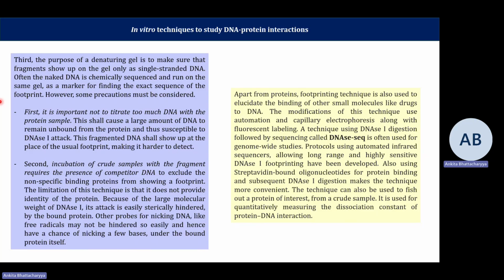However, some precautions need to be considered. What are these precautions? First, it is important that you do not titrate too much DNA with the protein sample. Why? Because it causes a large amount of DNA to remain unbound from the protein and thus susceptible to DNase-1 attack. This fragmented DNA will show up at the place of the usual footprint, making it much, much harder to detect.